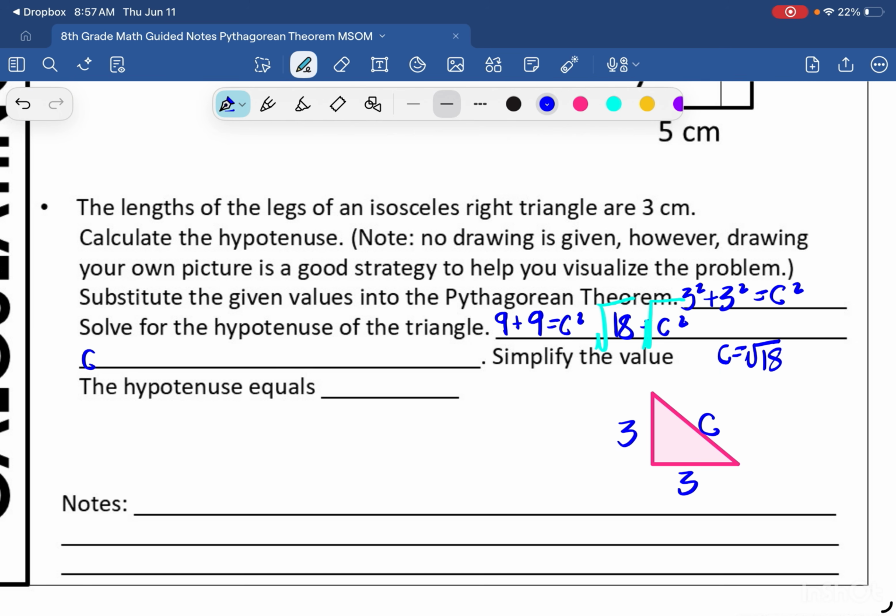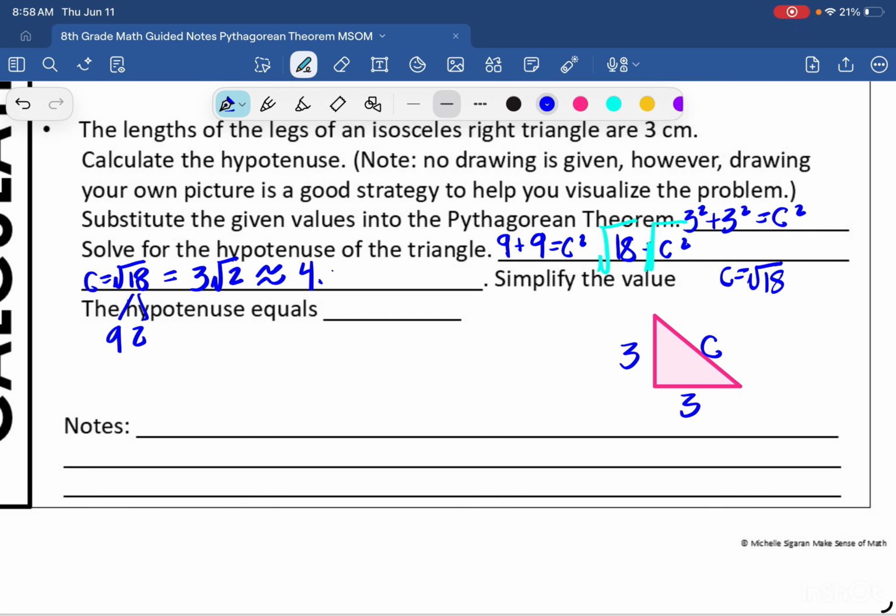So the square root of 18, you're going to simplify, that goes to 9 and 2. So 9 is a perfect square, so that's 3 root 2, which is about 4.2. The hypotenuse equals 3 root 2, which is about 4.2.